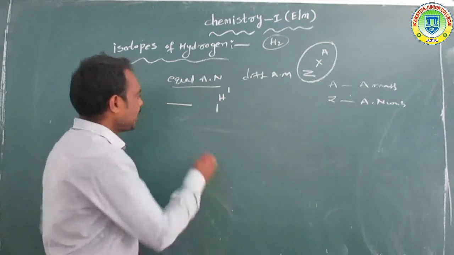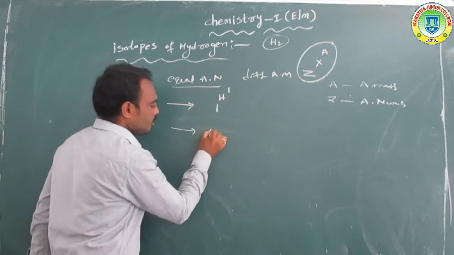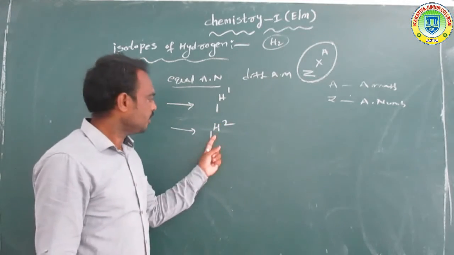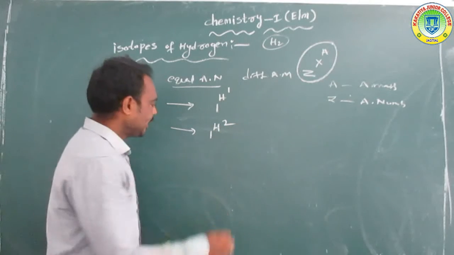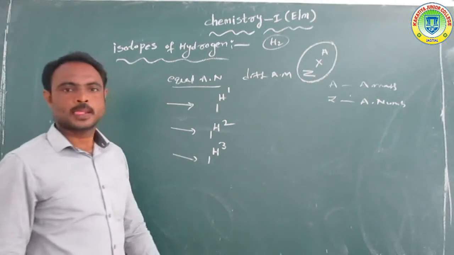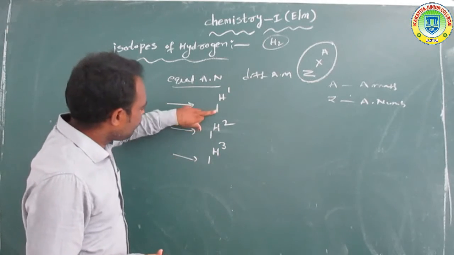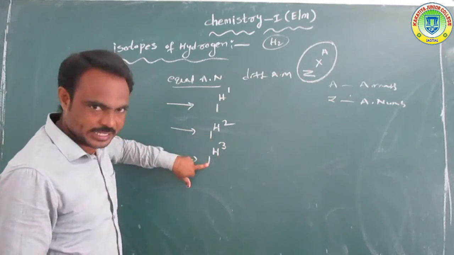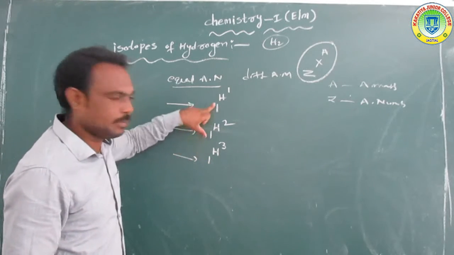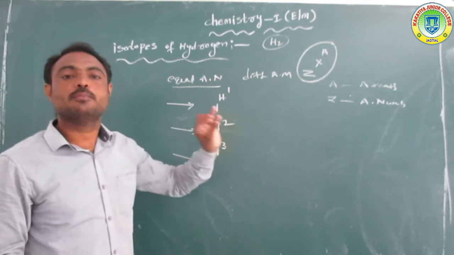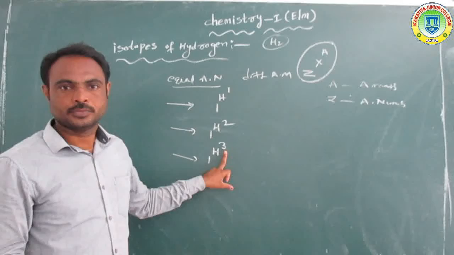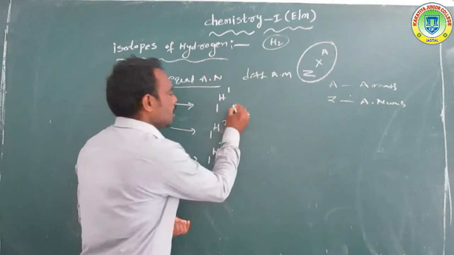So overall, 1H1 and the second one 1H2, and the third one 1H3. Here, 1 is the Z, meaning the atomic number. So the atomic numbers are equal but the atomic masses are different: 1, 2, 3.